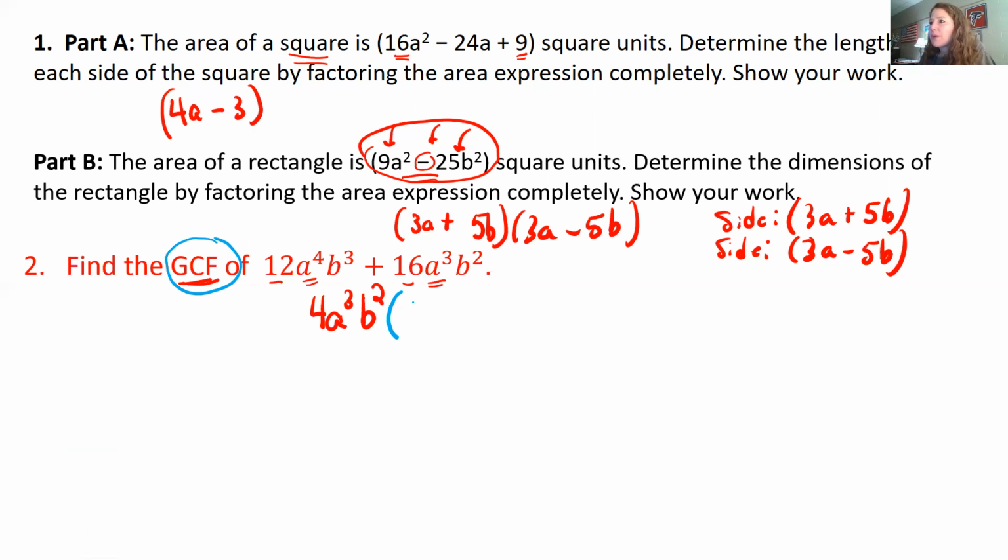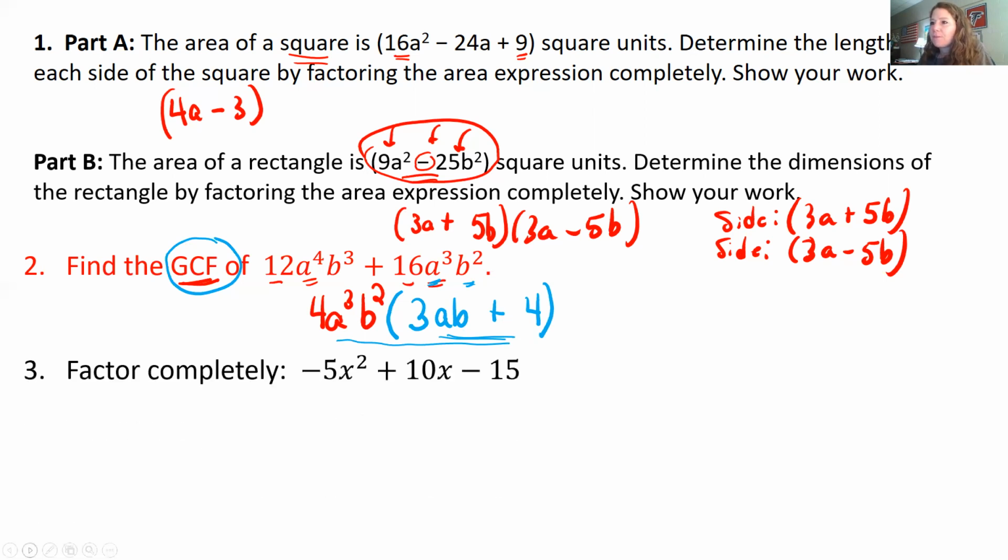So 12 divided by 4 is 3. A to the fourth, take out 3 a's, that leaves me 1a. And then b to the third divided by b squared is b, plus 16 divided by 4 is 4. I took out all of the a's and all of the b's. So that would be my answer factored, which gives me confidence because these two terms do not have common factors. So I know that 4a cubed b squared is the actual answer.